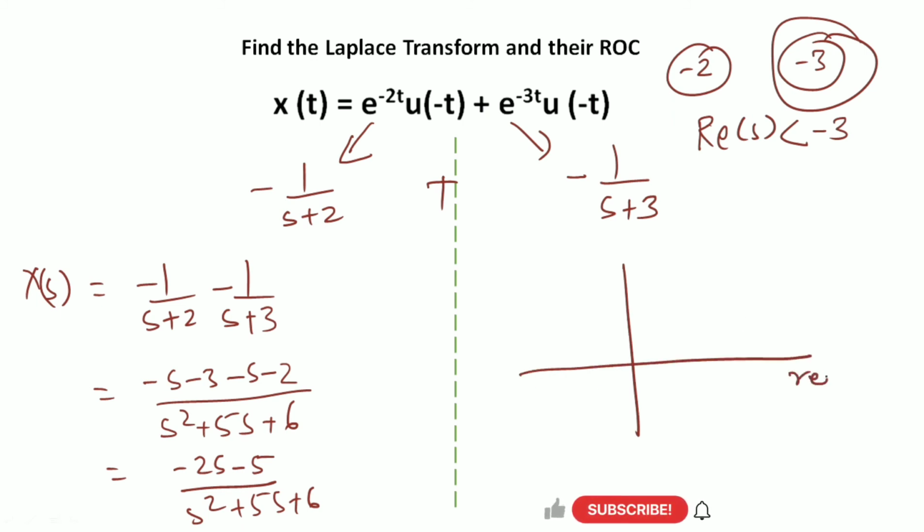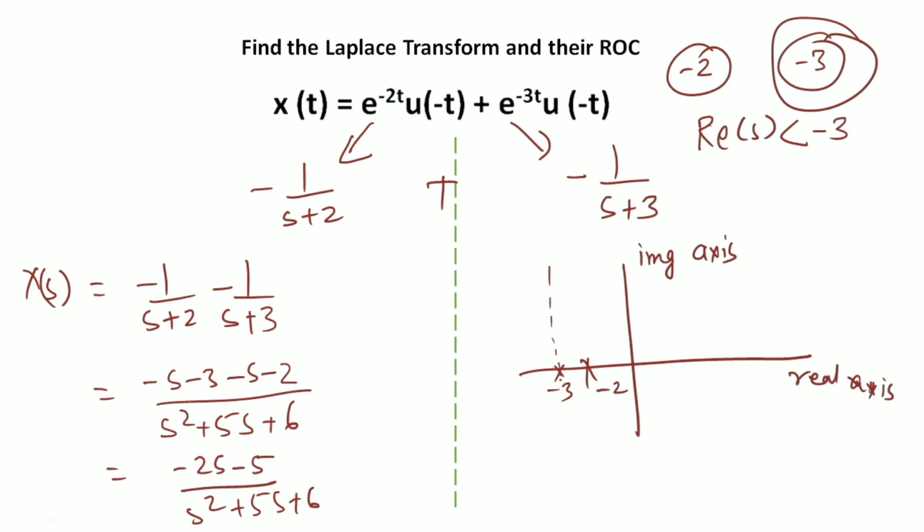This will be the real axis, this is the imaginary axis, and we have -2 and we have -3 as poles. And we have to include what? -3, and like this will be the region of convergence. Okay, that is the plotting of the region of convergence for this signal.